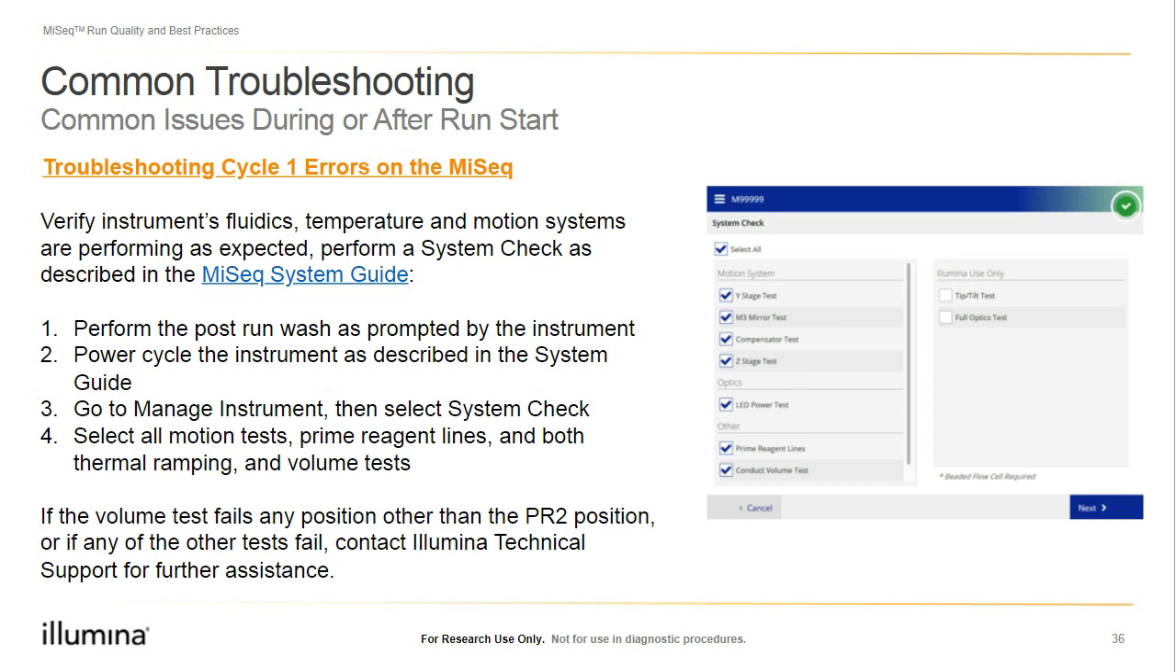This may allow us to determine if the original failure is due to the flow cell or a communications issue. In the event the second system check fails, go ahead and definitely reach out to tech support so we can document the issue and investigate further.